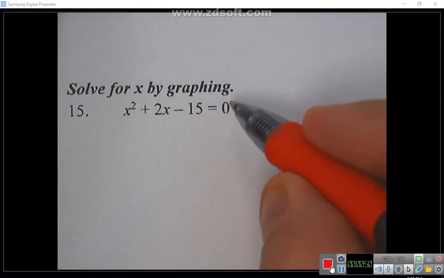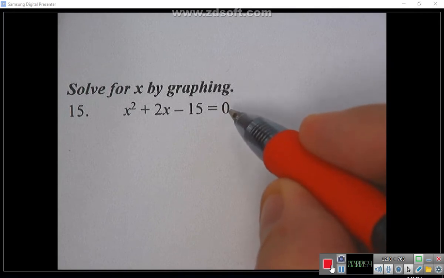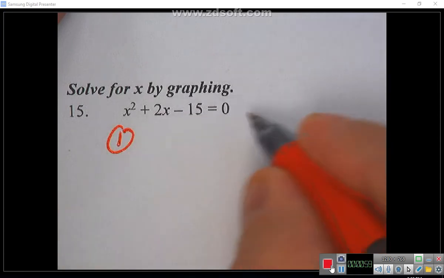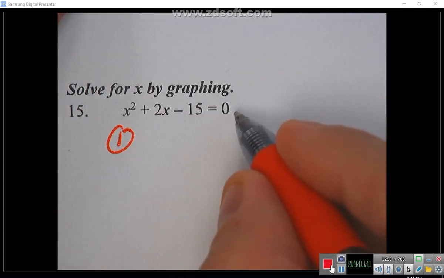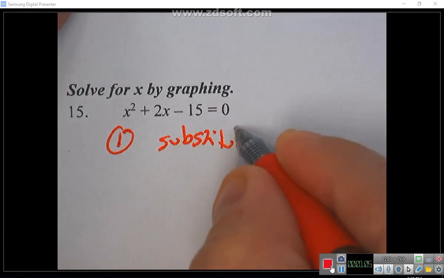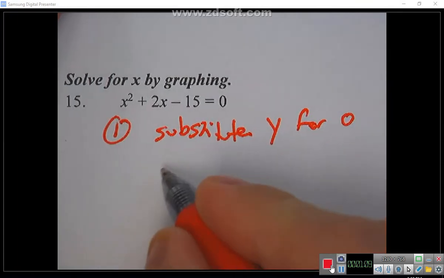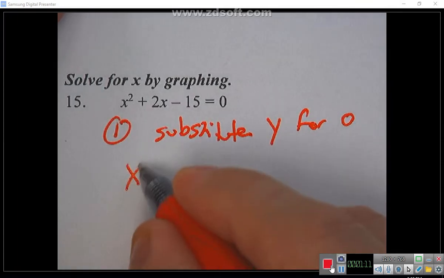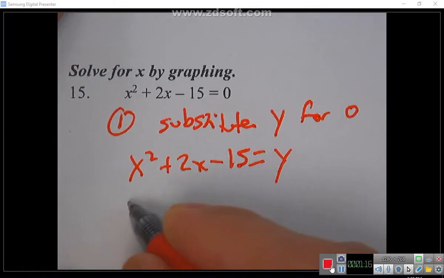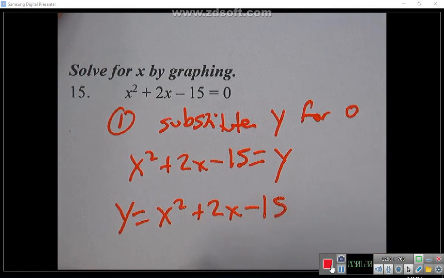And I can see that this is already 0 on this side, so I'm just going to make the 0 my y value. So I'm going to rewrite this. The first step is I'm going to substitute y in for 0. So that gives me that I have x squared plus 2x minus 15, and that equals y. Or y equals x squared plus 2x minus 15.